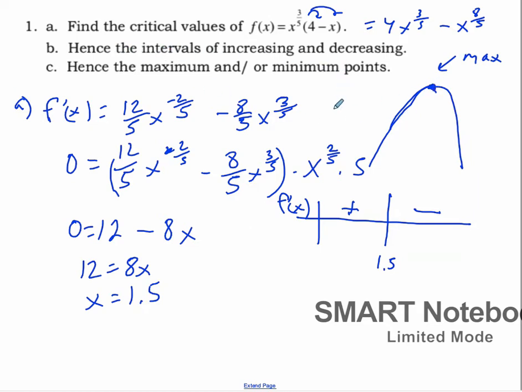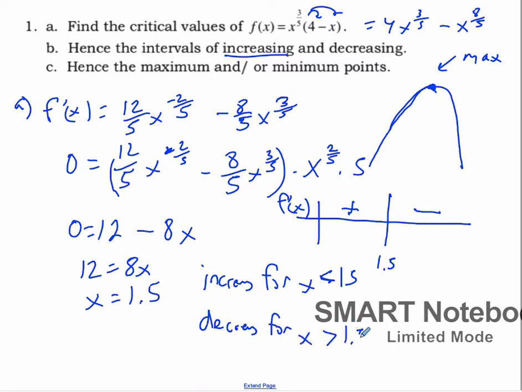Okay, so it is decreasing. It is increasing. You can say increasing for x less than 1.5 and decreasing for x greater than 1.5. Hence the maximum or minimum point. So find the minimum or maximum point. So this is 1.5, and you can plug that x value into your calculator, into the original function, to get the y value.